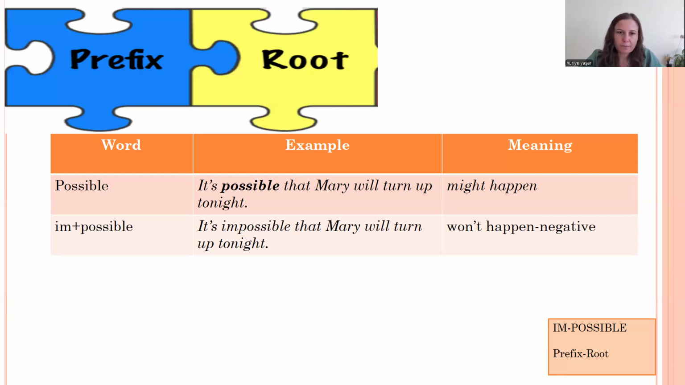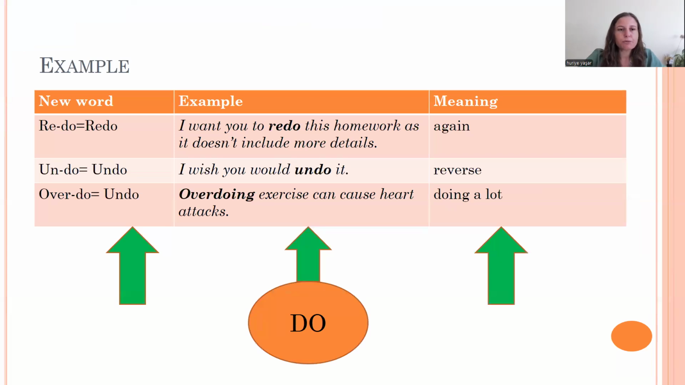Let's see more examples about the root word do. If I say redo, it means I need to do it again. I want you to redo this homework as it doesn't include more details. If I say undo, it means reverse it. I wish you would undo it. If I say overdo, it means I do it a lot. Overdoing exercise can cause heart attacks.